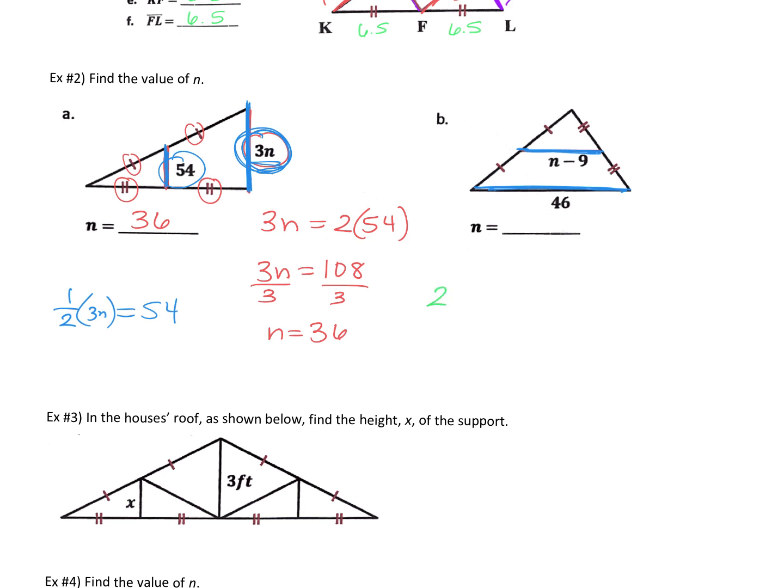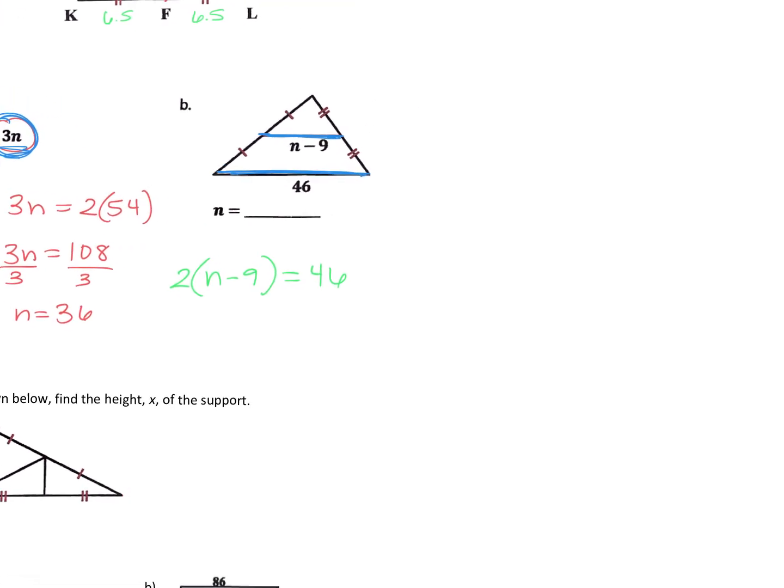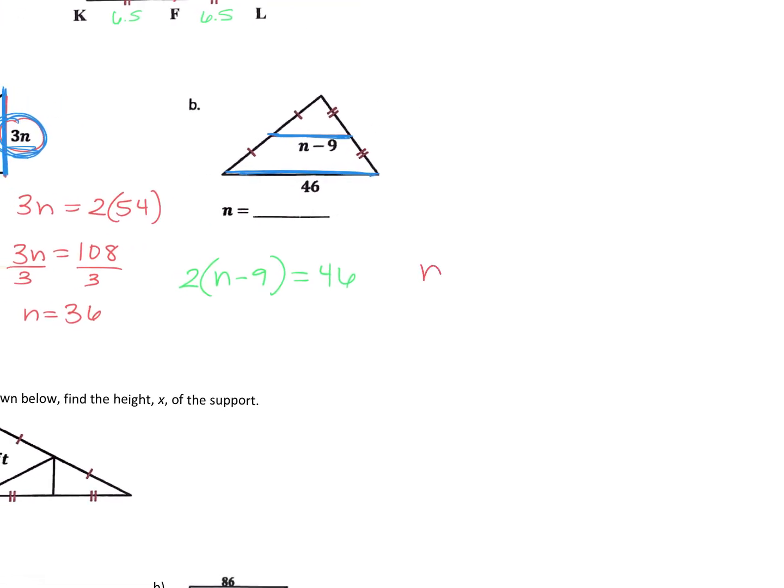So your options are this. You can either double n minus 9, but make sure you put parentheses around it then, and that will equal 46. Or what could you do to the 46? You could cut it in half, okay? So you can either do that, or you can say n minus 9 is going to equal half of 46. You will get the same answer. I don't care which one you do. It's all about what makes sense to you. So whichever way makes more sense to you, do it that way.